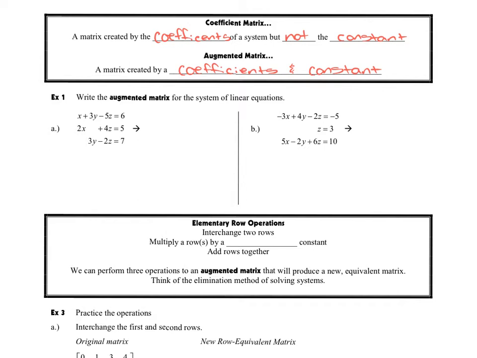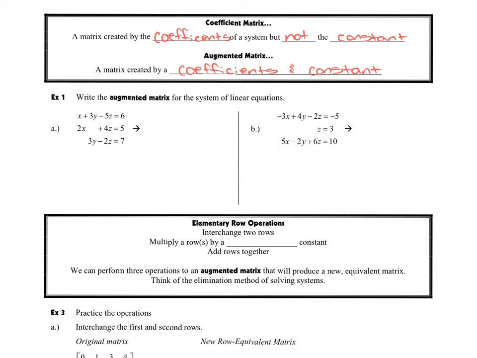So a couple vocabulary words that I have here on the top, I've already filled in the blanks for us. We're going to have a coefficient matrix, and it's going to be a matrix created by just the coefficients of a system of equations, but it's not going to include that constant that we would find on the right-hand side. An augmented matrix, however, is going to include both the coefficients and the constant.